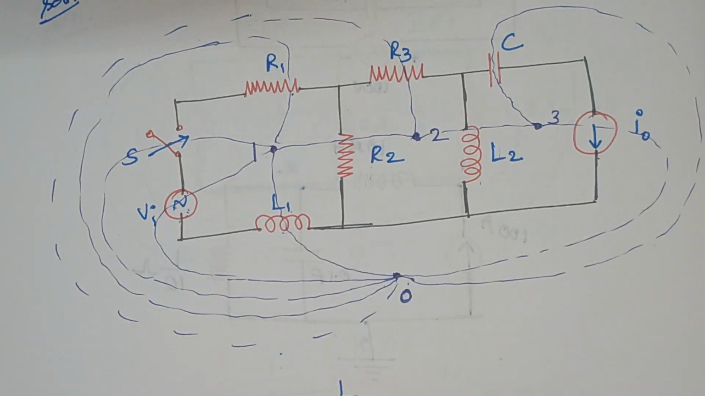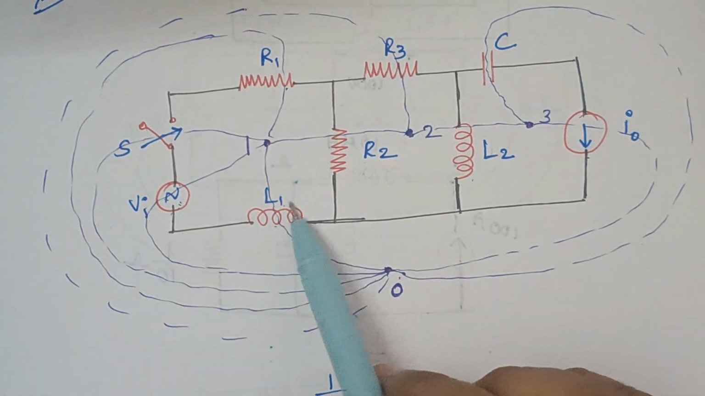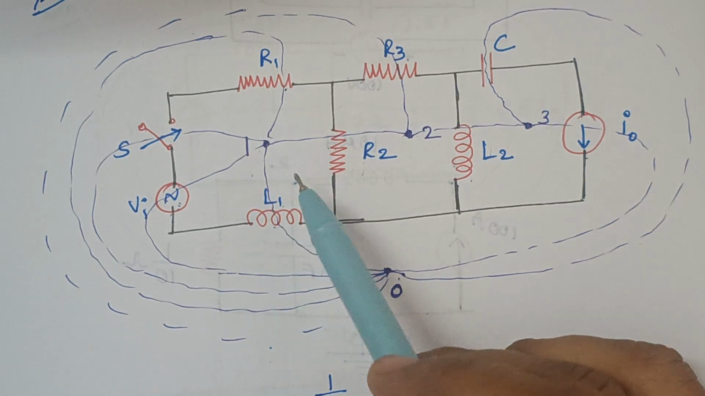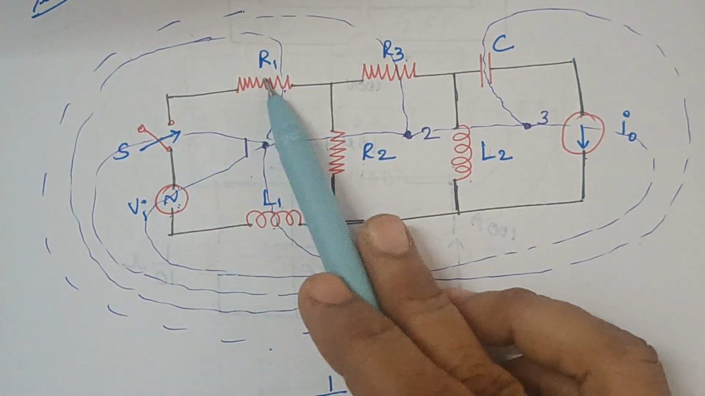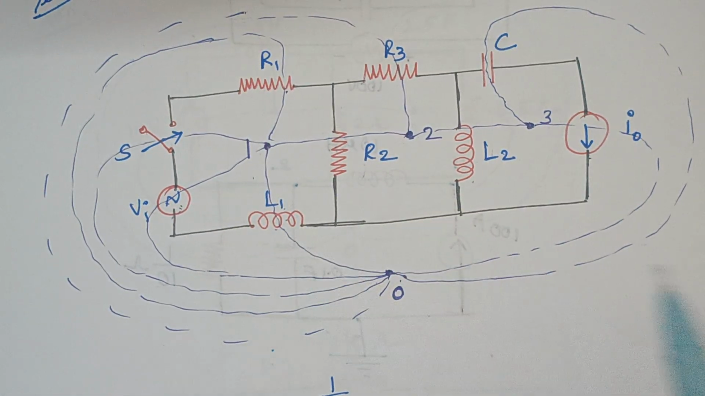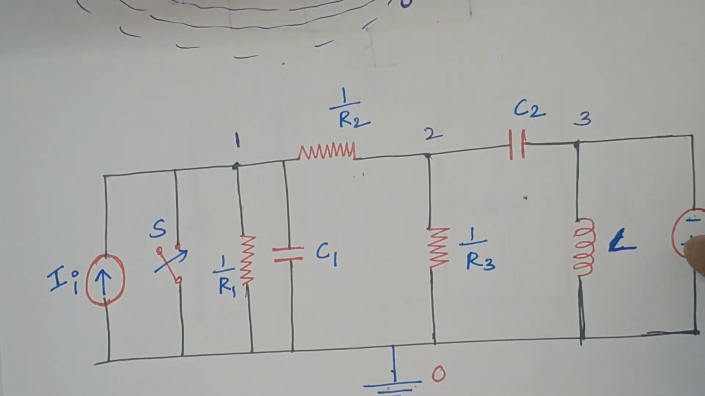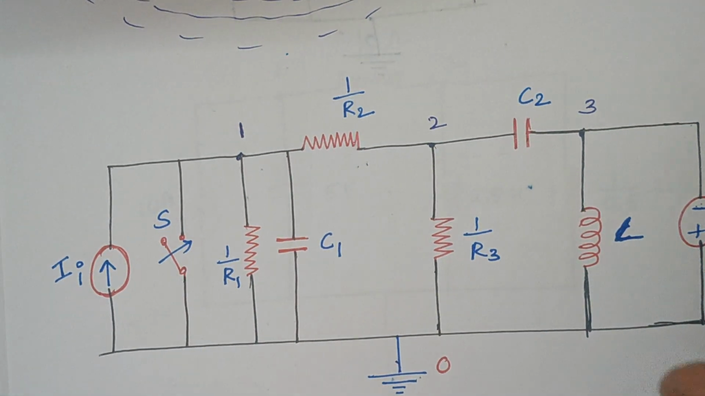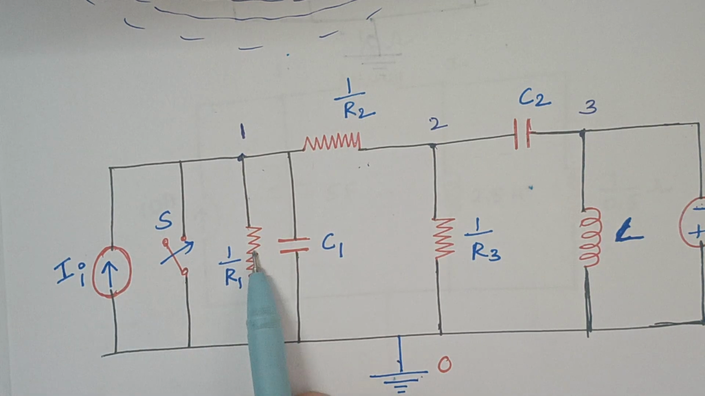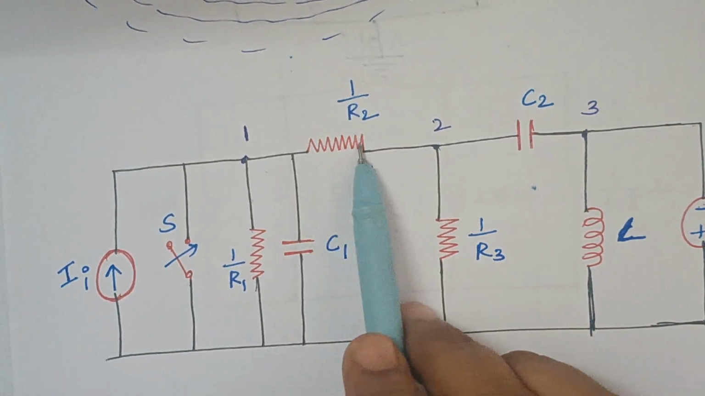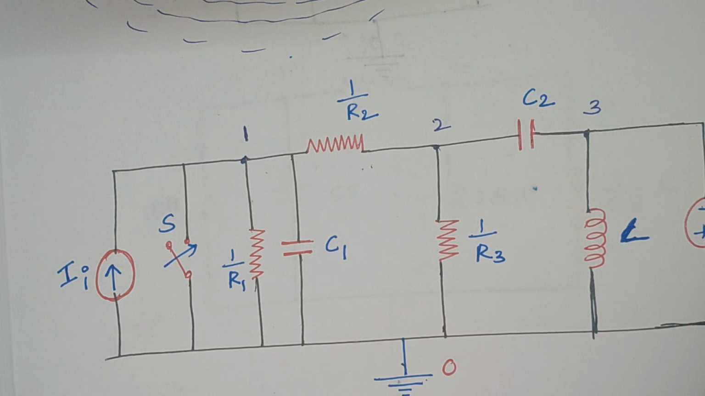While checking, consider this loop 1. How many elements are present here? 1, 2, 3, 4 and 5. Similarly, to your node 1, you should be having 5 elements. So 1, 2, 3, 4, and here it is your 5th element.